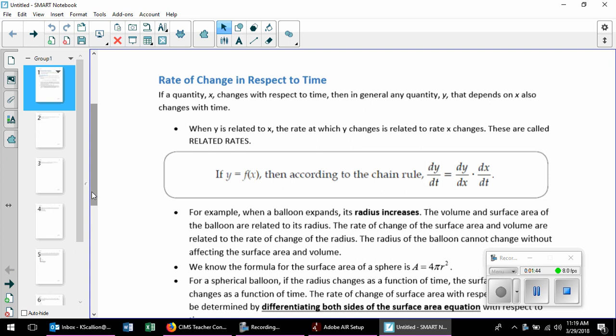Okay, so for a spherical balloon, if the radius changes as a function of time, the surface area will also change as a function of time. The rate of change in the surface area with respect to time can also be determined by differentiating both sides of the surface area equation with respect to time. Got it? You have everything.